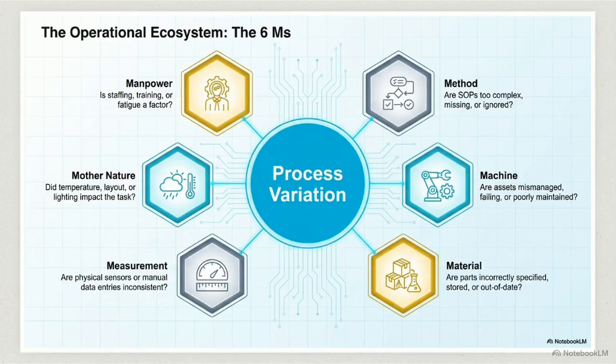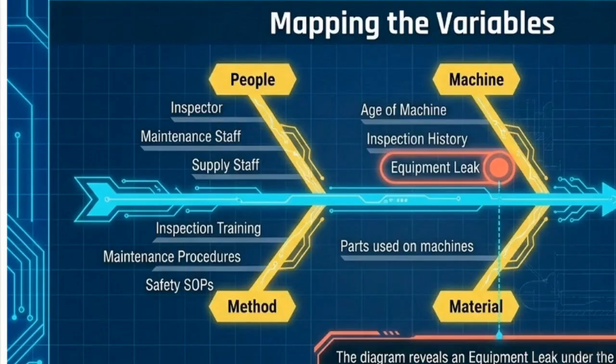They draw major ribs off the spine using the 6 M's: manpower, method, machine, material, measurement, and Mother Nature. Using these specific categories prevents tunnel vision. Here on the left side of the diagram, the brainstorming phase fills in the details.